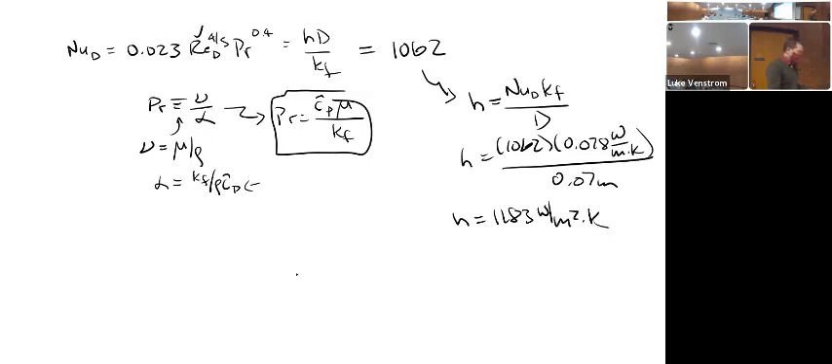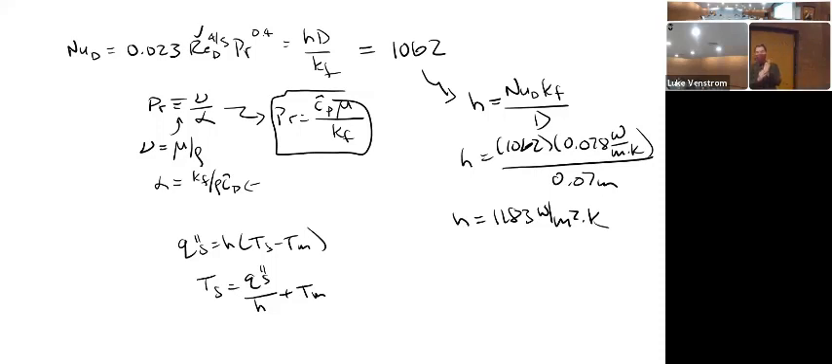Now we have h, and we can go back to Newton's law of cooling and ask the question, what's the surface temperature at the exit? So you just solve this for surface temperature. It's the flux over the convection heat transfer coefficient plus whatever your mean temperature is at the location where you want to know the surface temperature, because they go together. So this is the mean temperature at the location where I want to know the surface temperature.